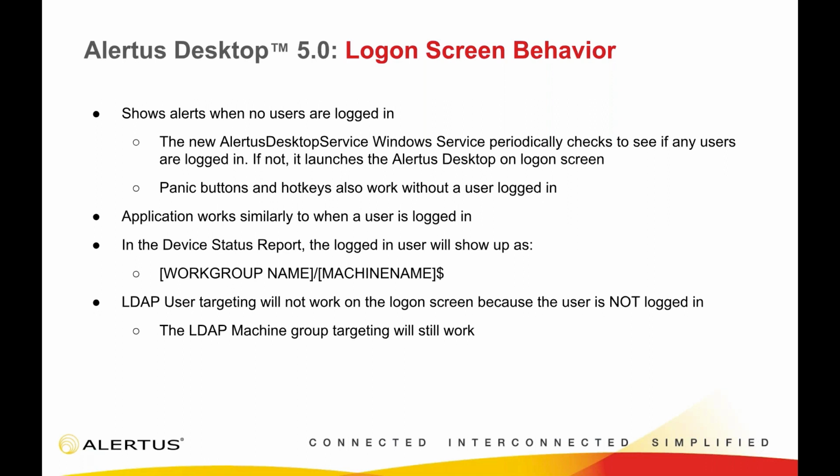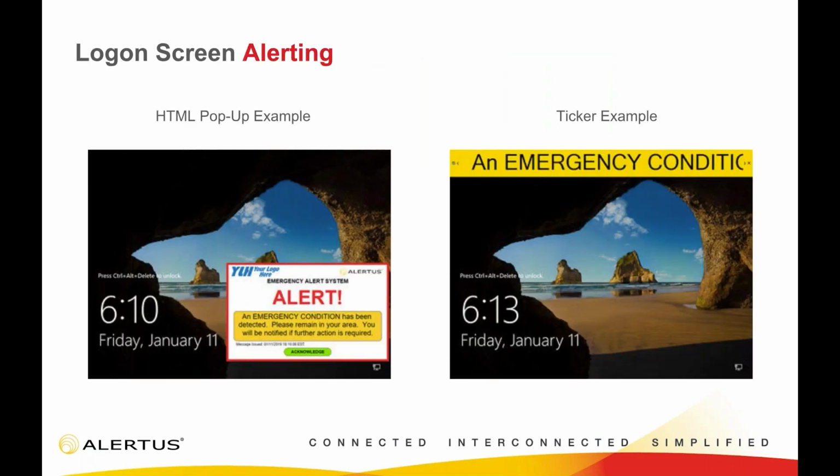In the device status report section, all logged in users will just show up as work name / machine name. So it'll be really easy for you to manage that and just see your reach as far as this desktop notification is concerned. So just a quick little example of what this will actually look like when we send it out. We have two alerts here. We have the ticker mode, which you see on the right-hand side, and we have the pop-up example. Now, if we did the full screen pop-up example, it would just look like another full screen alert. So we chose a smaller one just so you could see that that is indeed a lock screen.